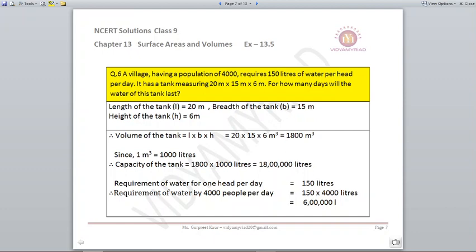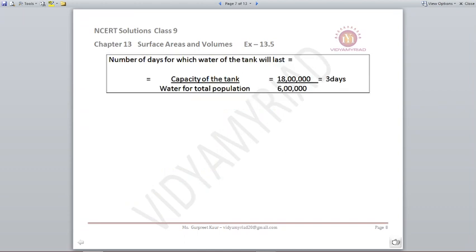Now the tank capacity is 18 lakh liters, and the water required per day for 4000 people is 6 lakhs. So for how many days will it last? You will just be dividing it. It will be 18 lakhs divided by 6 lakhs, which comes out to be 3 days. So the number of days for which the water of the tank will last will be 3 days.